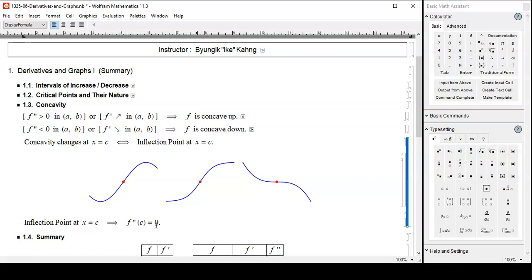Now, inflection points. Well, if you have an inflection point, then the second derivative will turn out to be 0, because if you look at the derivative function, the derivative actually increases, increases, and that hits a maximum here, and after that decreases, decreases. So inflection points actually correspond to the local maximum or local minimum of the derivative function.